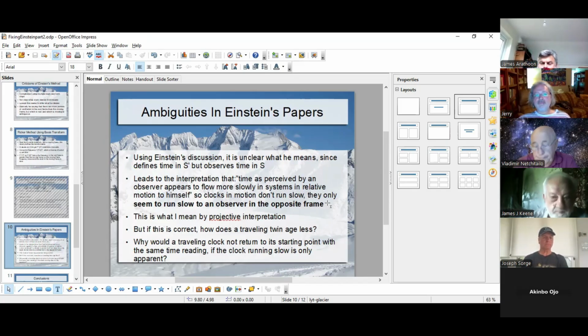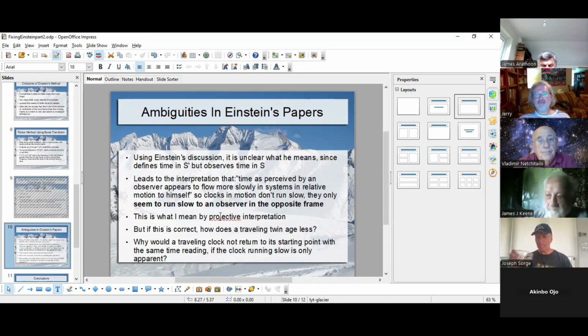If you're not aware of this, this is another one of the big controversies about his theory: does time really slow for the clock in the moving frame, or does it just appear to be slow to the observer in the opposite frame, or what we would call the rest frame? So what is it? Is the clock really running slow, or does it only appear to run slow? This is a big controversy. This is one of the big ambiguities.